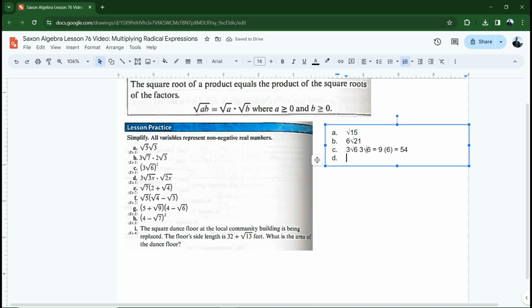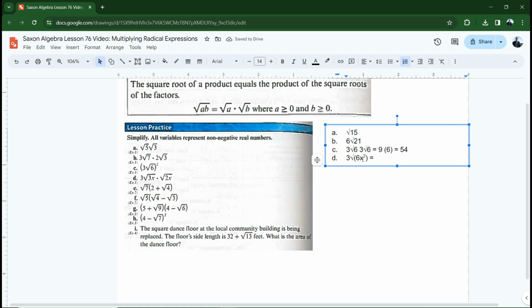On to letter D. Oh, this one's going to get a little tricky. First, I'm going to multiply what's in front. 3 times 1 is just 3 out front, times the square root of, then I'm going to multiply what's under the radicals. What's 3x times 2x? 6x squared. Okay? Now, this is all under the radical, and just to emphasize that, I'm going to put this in parentheses after the radical. So let's see if we can make that look right here. There we go. Okay, now what's the square root of 6x squared? Well, I need to simplify this a little bit.